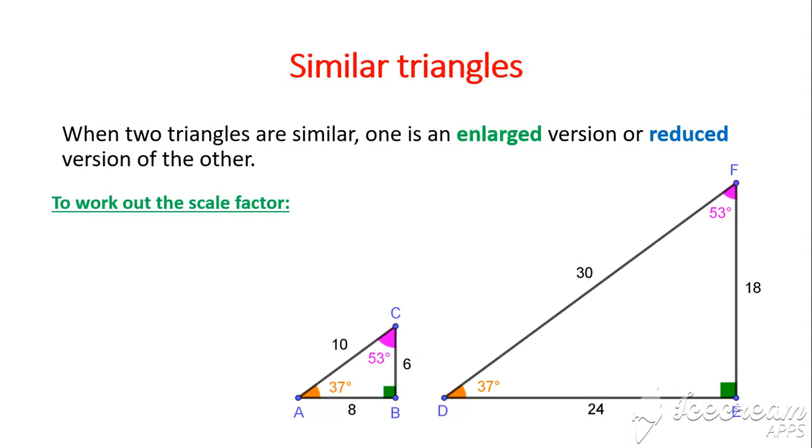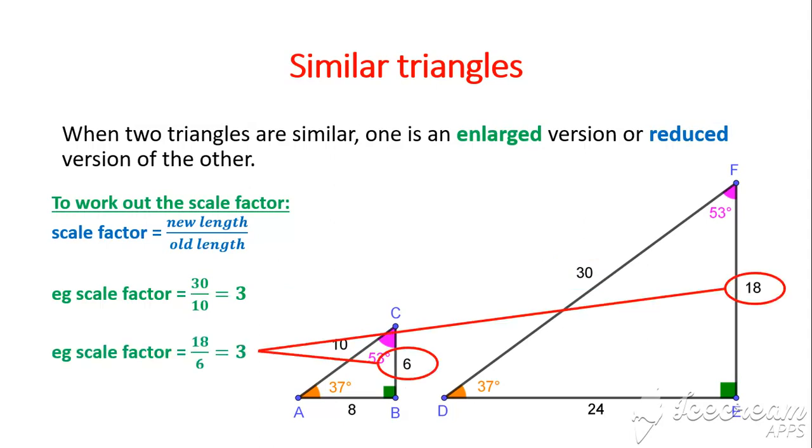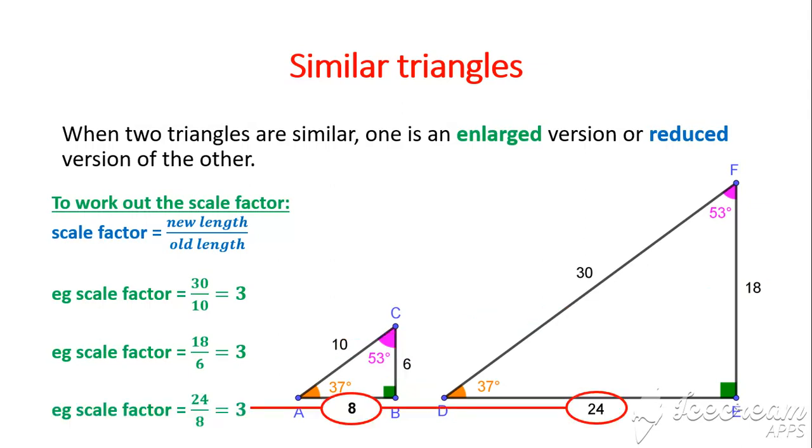All right, how would you work out a scale factor? Here's how you work out a scale factor. Take the new length and divide it by the old length. So we could go 30 divided by 10 gives a scale factor of 3. We could have gone 18 divided by 6 gives the same scale factor of 3. Or we could have gone 24 divided by 8 gives 3, which is the scale factor of 3. So take the new length and divide it by the old length.